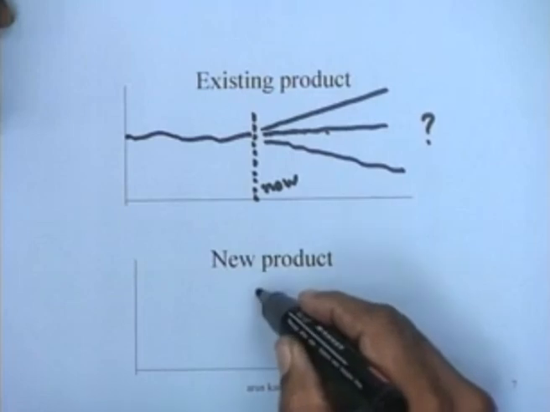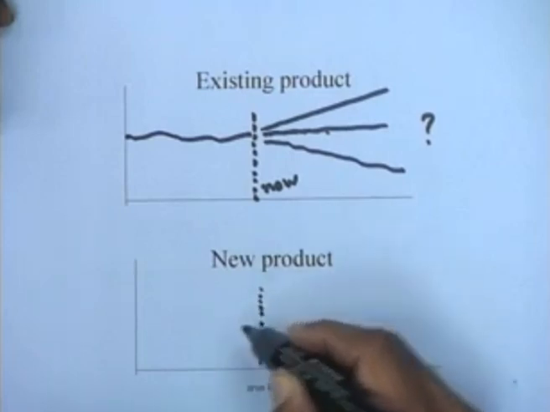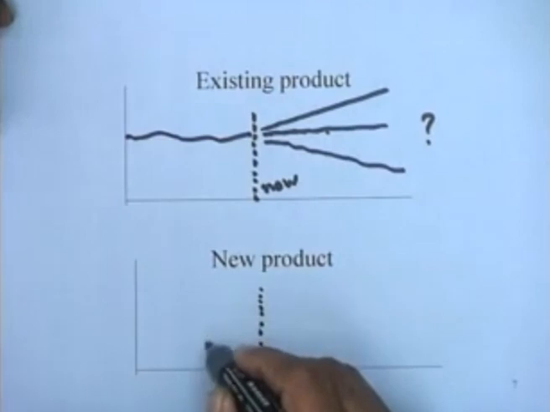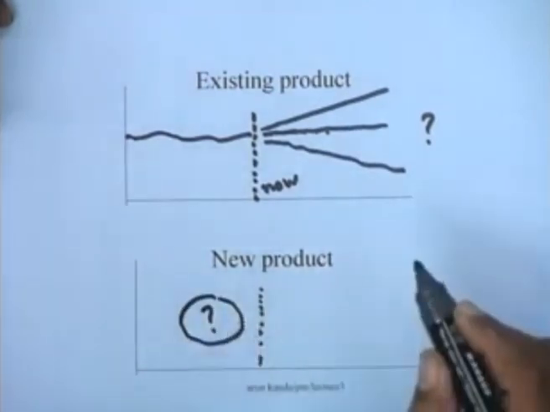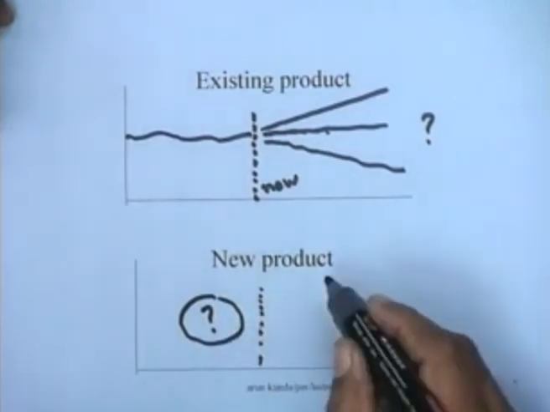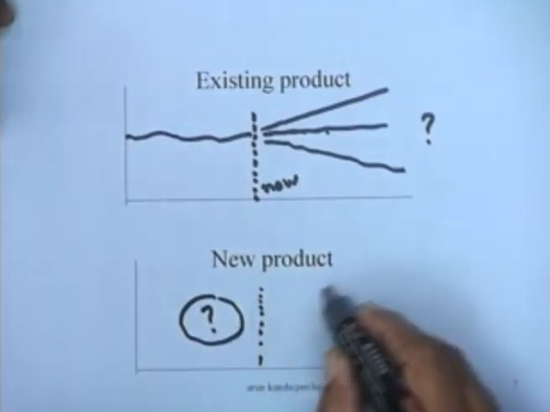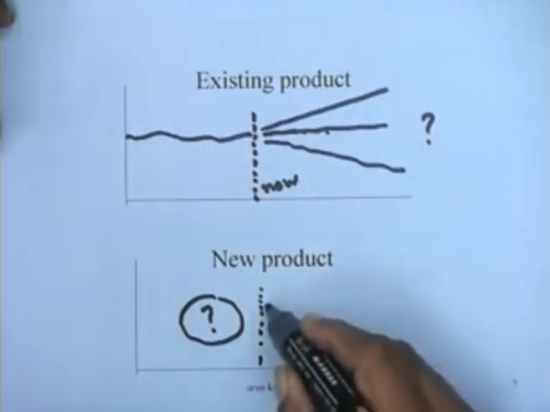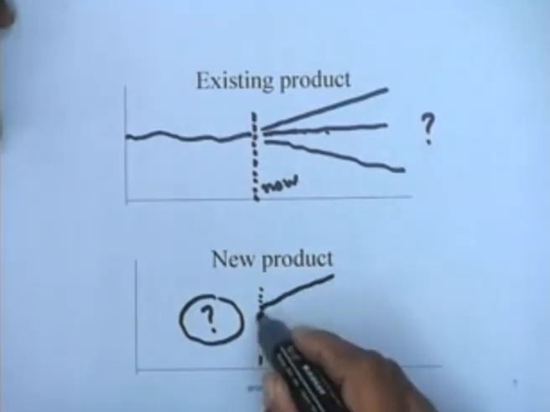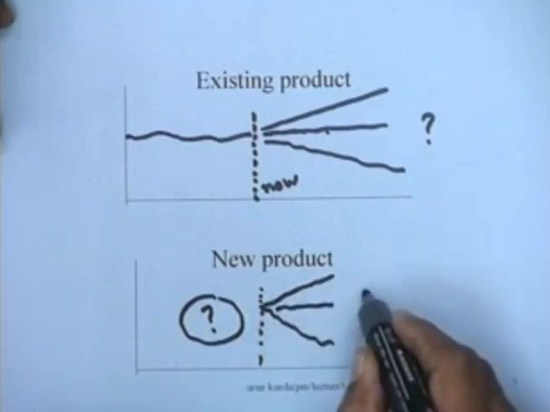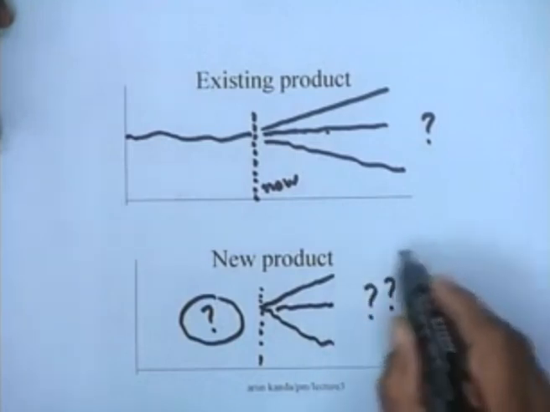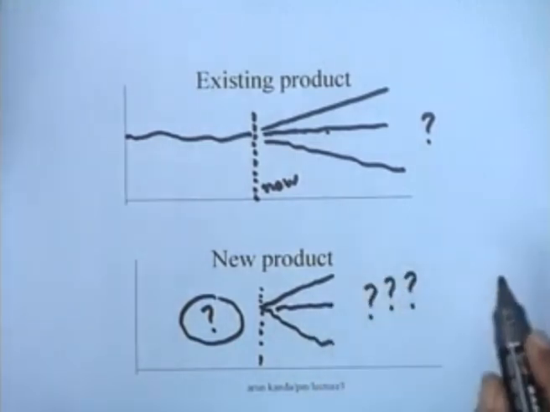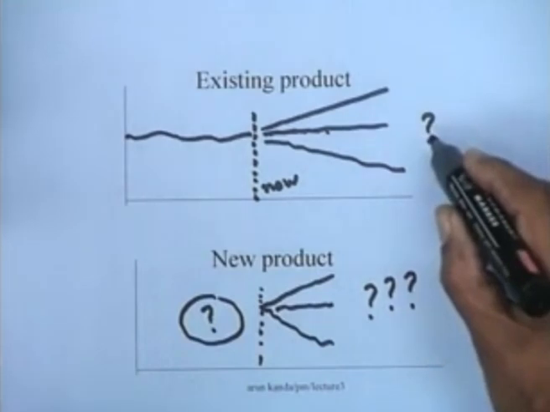But if you talk about a new product, you have nothing here, it is a vacuum, there is nothing available here. You do not know what happened here because it was not in existence. So, you got to now take a jump and estimate what the demand is going to be. So, these are more wild guesses, you do not know what is going to happen. So, the success of these guesses is open to a greater amount of uncertainty as compared to the guesses that you made in the case when you had existing products.